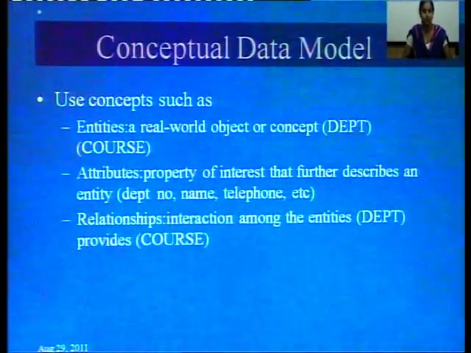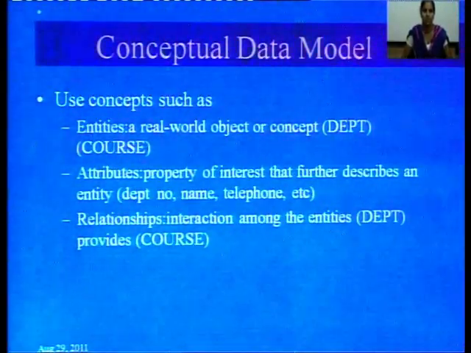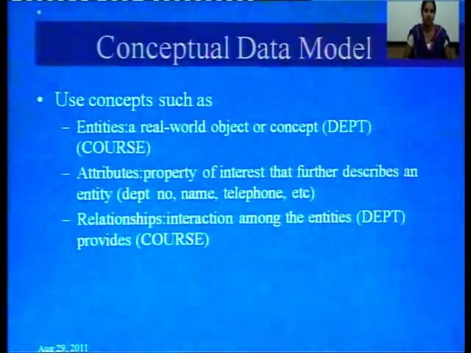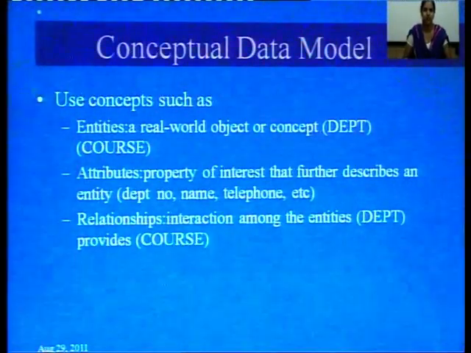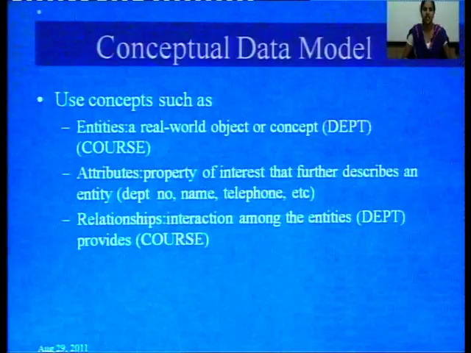Department is an entity, course is an entity. Attribute is a property of interest that further describes the entity, meaning when we give one heading to the entities. So various names are inserted in one column, and we say it is one attribute, and we name the attribute as name. When we save all the telephone numbers in one column, we say it is a telephone attribute. When we insert all the departments in one column, we say it is a department number. So this is the attribute. When we give one heading to the entities, we say it is the attribute.